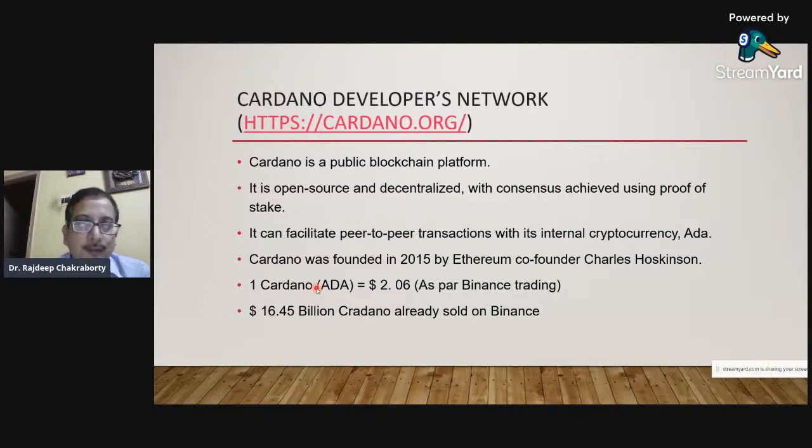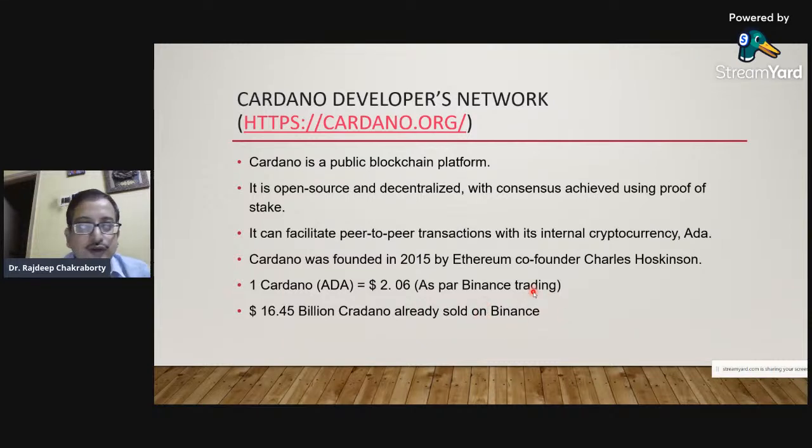Next is the Cardano Developer Network. Cardano is another fast-growing platform. It is also a public blockchain platform, open source and decentralized. Since it is open source, you will get many things free to develop there. It can facilitate peer-to-peer transactions and has an internal cryptocurrency. Solana has SOL and the Cardano cryptocurrency is ADA. It was founded in 2015 by Charles Hoskinson, and one ADA is now about $2.06. It is very cheap and fast growing. And see here, 4.16 billion of Cardano already sold as per Binance. You know, Binance is a very good financial analyzer.